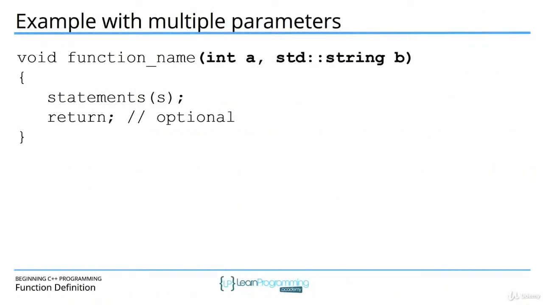In this example, we see a function definition for function name that expects multiple parameters. In this case, the function expects 2 parameters, an integer and a standard string. When the function is called, these 2 parameters must be provided as arguments in the same order as specified in the parameter list.